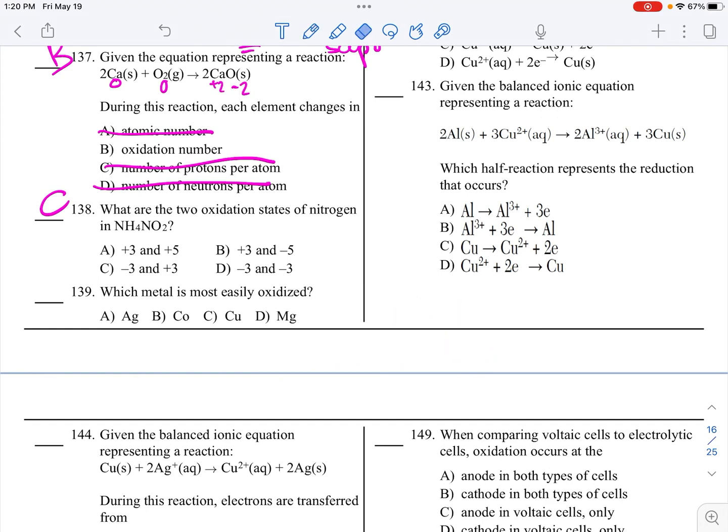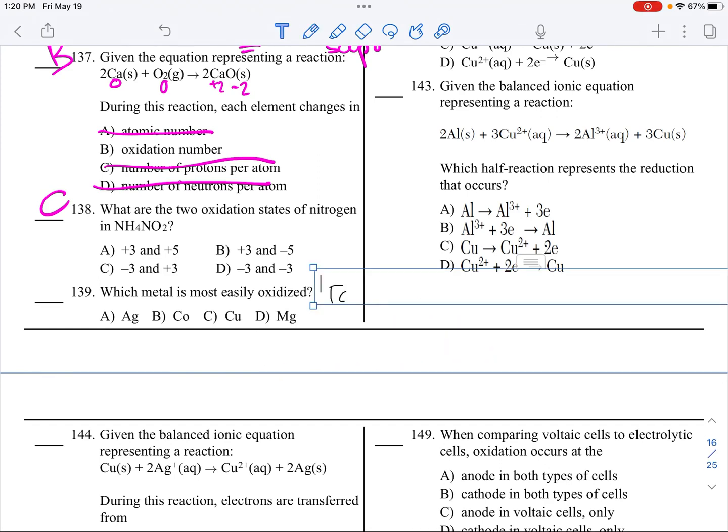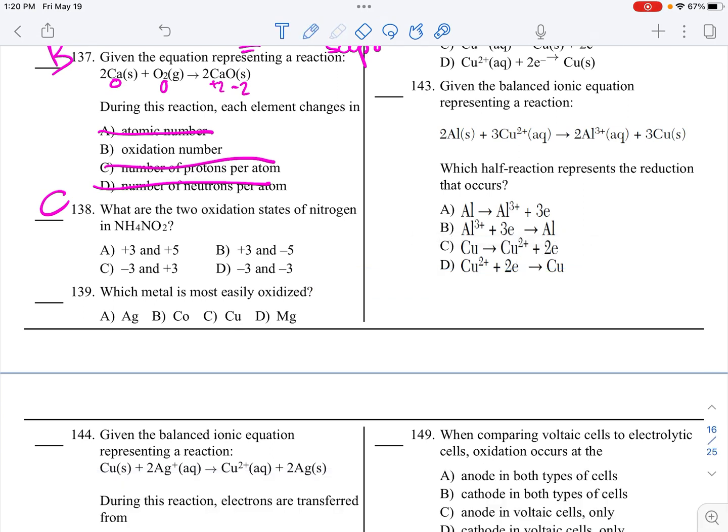Which is most easily oxidized? You need to go to Table J. The most easily oxidized is highest on Table J. I'm not going to flip to Table J on the screen, I'm just looking at it. So silver is one of the lowest ones. Cobalt is higher than that. Copper is lower than cobalt. Magnesium is the highest. Most easily oxidized is highest on the table.